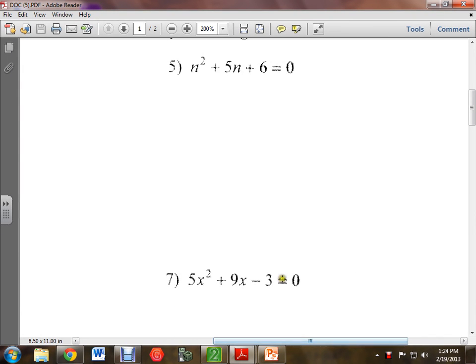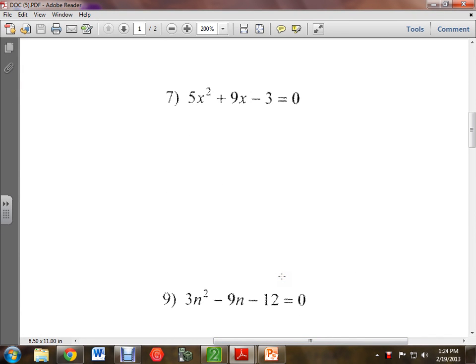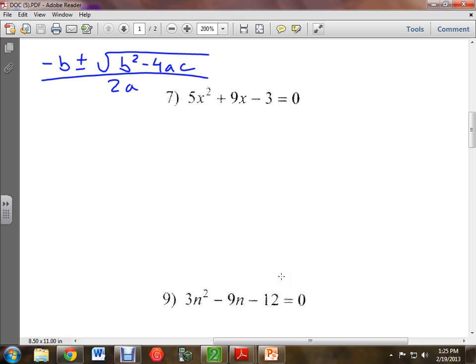The next problem that we are going to do is number 7. Is this one factorable? No, number 7 is not factorable. We already found that out. So what I want to do is the quadratic formula. Again, I encourage you to write it down: negative b plus or minus the square root of b squared minus 4ac all over 2a.